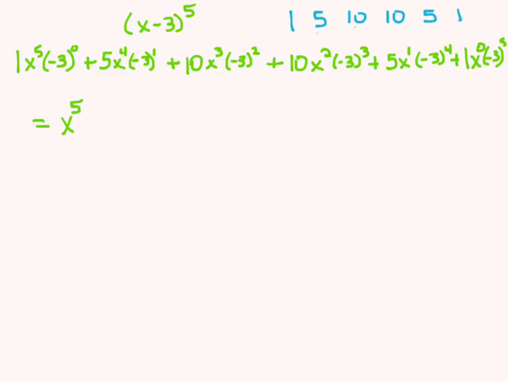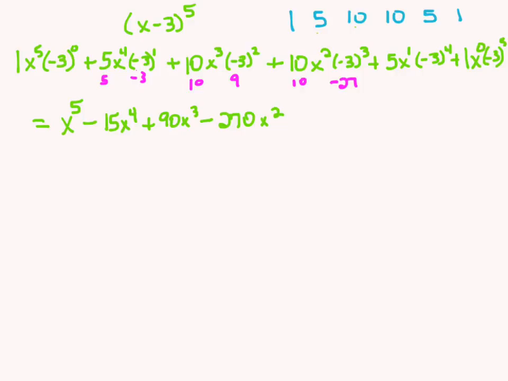to the 5th. Next term, I've got negative 3 that I need to multiply times the 5. So we're going to have minus 15x to the 4th. Next term, negative 3 squared is 9 times the 10. So plus 90x, whoops, I wrote 10, plus 90x cubed. Let's see, next up, negative 3 cubed is negative 27 times the 10 would be negative 270x squared.